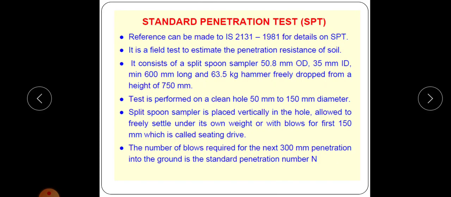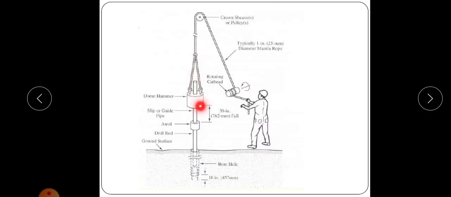The dimensions of the split spoon sampler are 50.8 mm outer diameter and 35 mm inner diameter, and minimum 600 mm or 60 centimeter length. Here the sampler is driven into the soil by a drop hammer of 63.5 kg mass, falling through a height of 750 mm at the rate of 30 blows per minute.